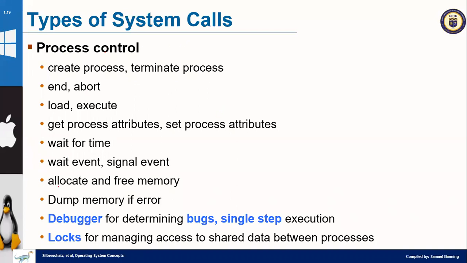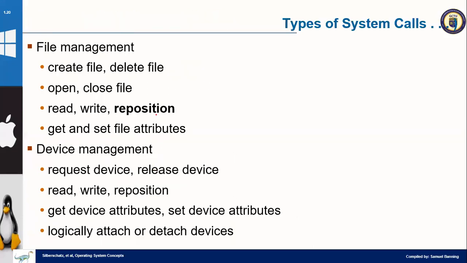We have one that can dump memory if there is an error. Suppose an application executes out of the ordinary, then there is an error. That means the memory that was allocated to that process has to be recouped, or it has to be dumped. So that is also in the process control system call. We'll talk about logs and debugging.